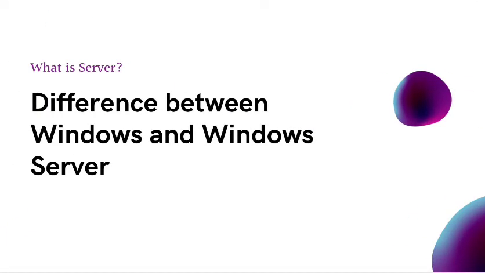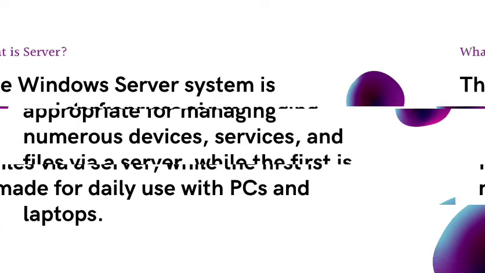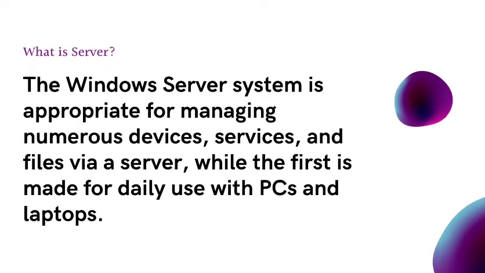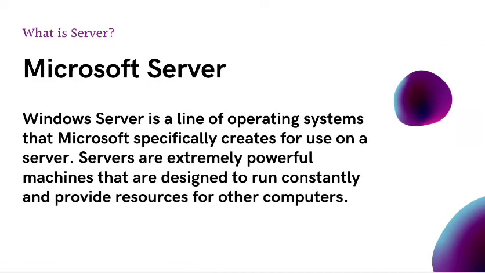Difference between Windows and Windows Server. The Windows Server system is appropriate for managing numerous devices, services, and files via a server, while the first is made for daily use with PCs and laptops. Microsoft Server. Windows Server is a line of operating systems that Microsoft specifically creates for use on a server. Servers are extremely powerful machines that are designed to run constantly and provide resources for other computers.